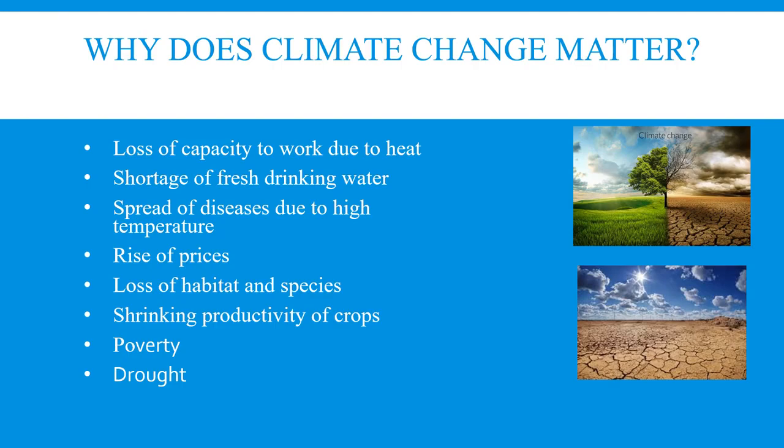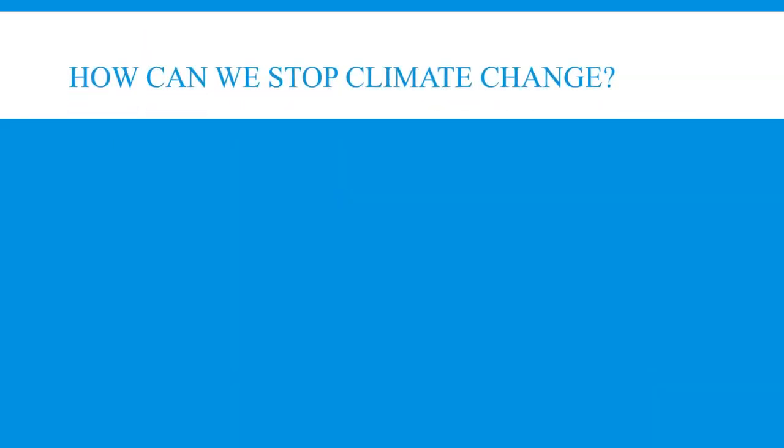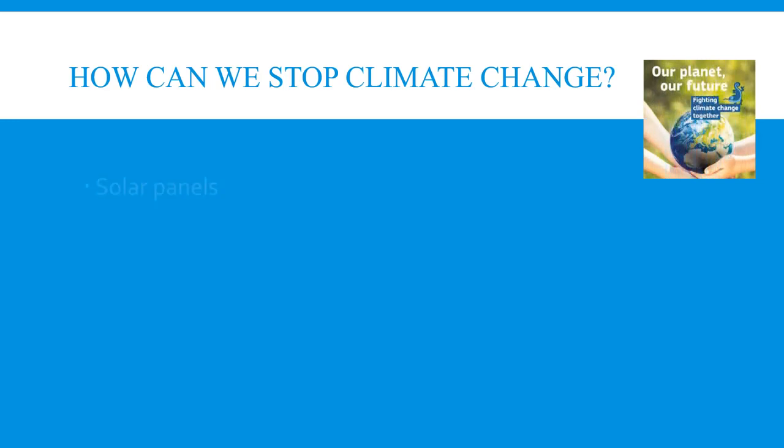Students, let's learn how can we stop climate change, or what action can change the situation? Here is a list of actions which, if taken by all of us, can lead to change the situation gradually. These are: 1. Usage of solar panels for electricity generation. This will decrease fossil fuel consumption. 2. Here is the 3R formula, and that is reduce, reuse, and recycle.